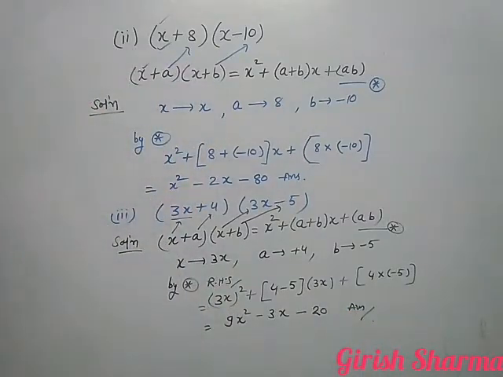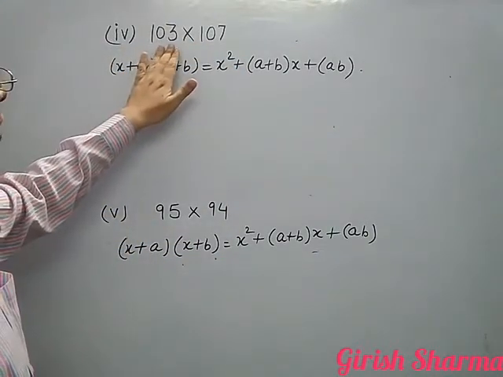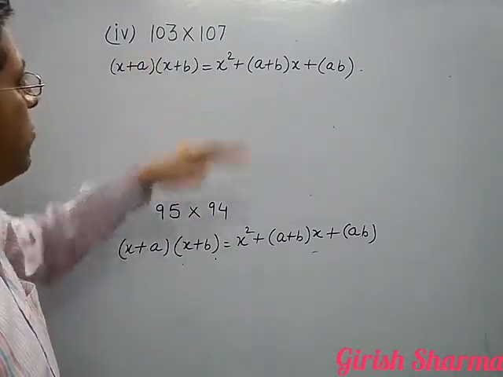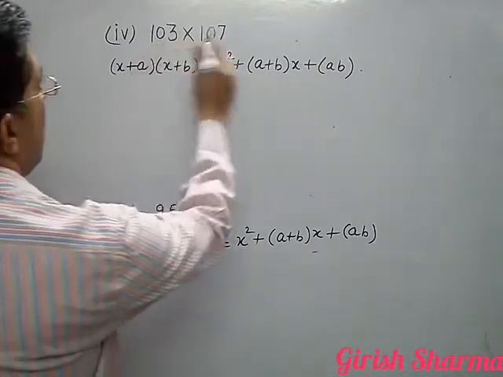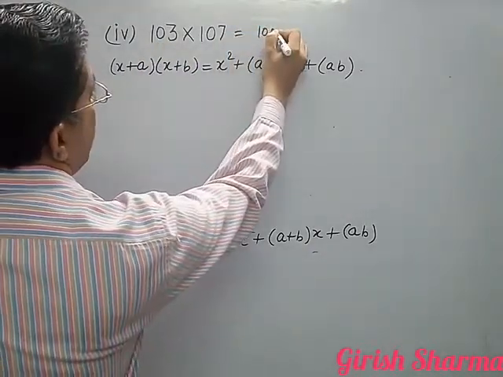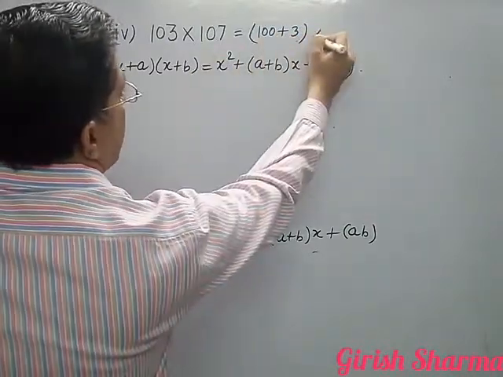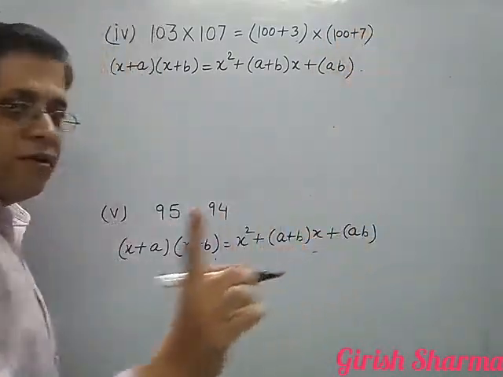Come on, the next question. If we have given 103 into 107, it means this time you have been given numbers. So how can we multiply it? How can we get the product of it with the help of a suitable identity? How can I make it an easy way? Can I write it this way? (100 + 3) into (100 + 7), isn't it?